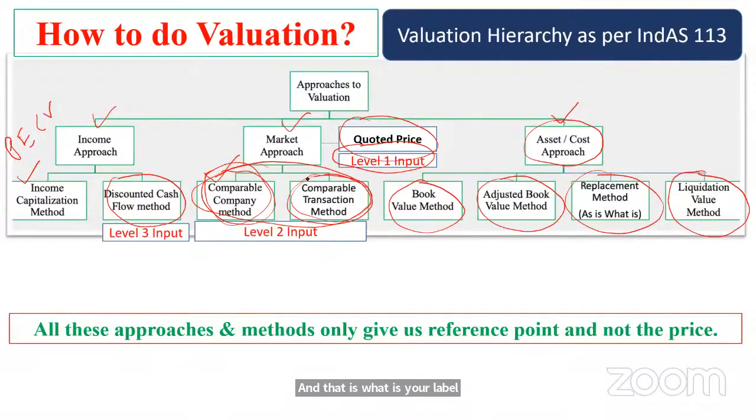So incidentally, level 3 input would mean you are talking in terms of the discounted cash flow method. And why is that so? Because when you are using the discounted cash flow method, remember what you are doing? You are using the cash flow of the company. Projected cash flow of the company. You do the projections of the company's business for the next 5-10 years, and you use that projected cash flow for the purpose of doing the valuation of this company.